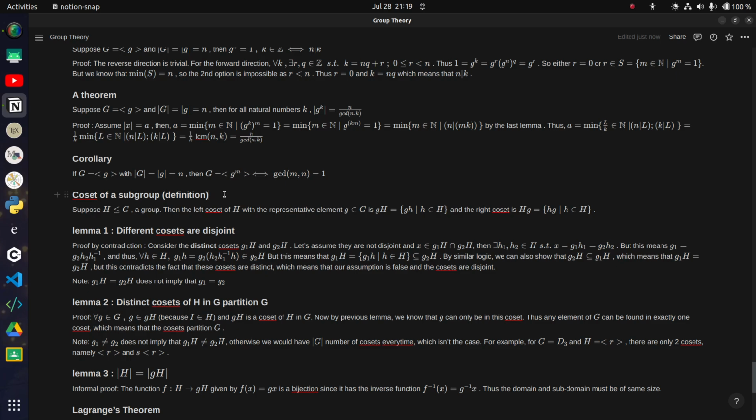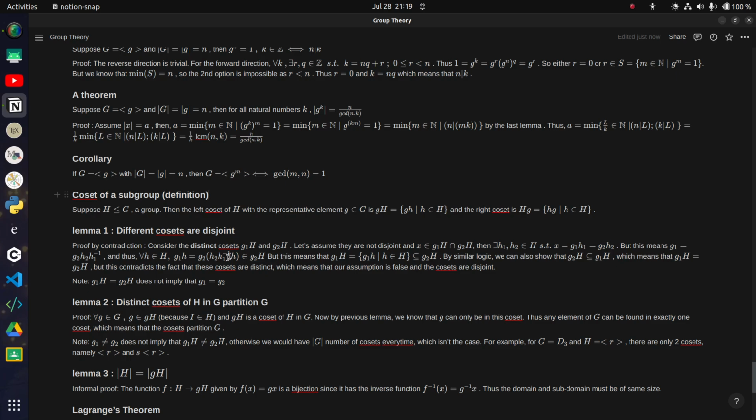Then what we can do is express x as g1h1 and g2h2, but h1 and h2 are just elements of capital H. What that means is that g1 is equal to g2 h2 h1 inverse, right? And then you just right multiply with small h, which is an arbitrary element from capital H. So that means g1 small h is equal to g2 h2 h1 inverse small h.